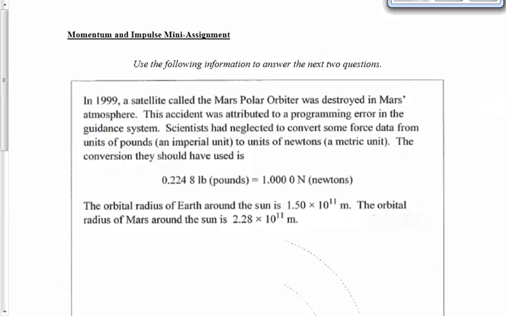All right, next one. In 1999, a satellite called Mars Polar Orbiter was destroyed in Mars' atmosphere. The accident was attributed to a programming error in the guidance system. Scientists had neglected to convert some force data from the units of pounds, which is an imperial unit, to the units of newtons, which is a metric unit. The conversion they should have used was this. This is a true story, by the way.